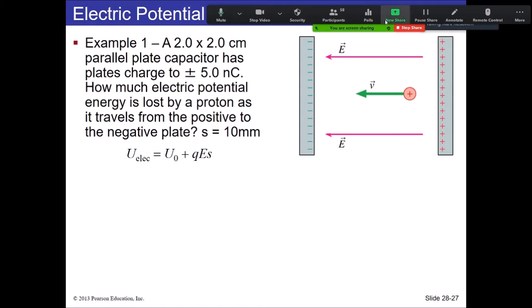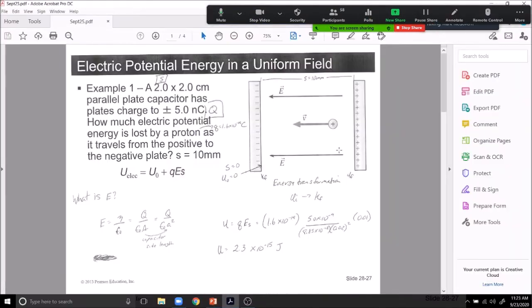Let's do a problem right off the bat. Let's just get right into it. All right, so we have a capacitor plate. We don't know the electric field. That's okay. We are told the details about the capacitor. It's a square capacitor, with an area of 2 by 2 centimeters. The plates are charged to 5 nanocoulombs, so we want to figure out what our electric field is first. The electric field of a capacitor is sigma over epsilon naught, which is Q over A epsilon naught. And the area is just a square, right? So it's a squared. So that's my electric field.